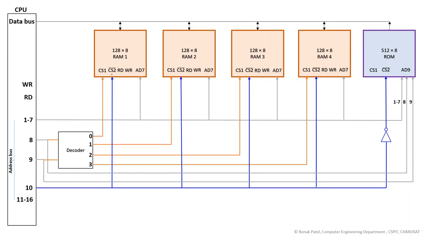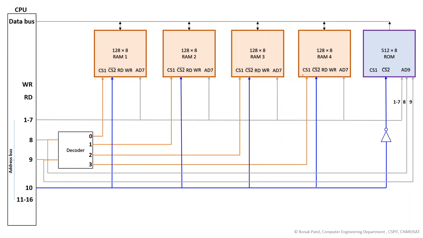This is 1. This is a 0 input. This RAM will be enabled. RAM 1. If this is 1, 1, then 0, 0, 0, and this will be 1. So this is 1, and here 0. So 1, 0. So RAM is enabled. So RAM 4 is selected.